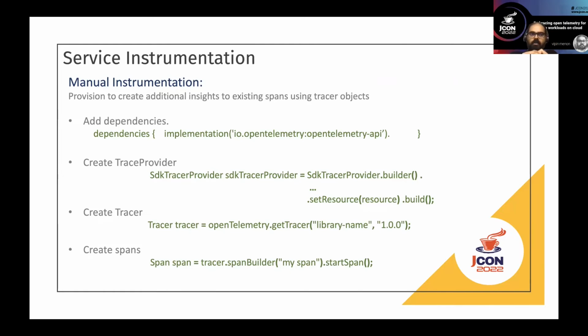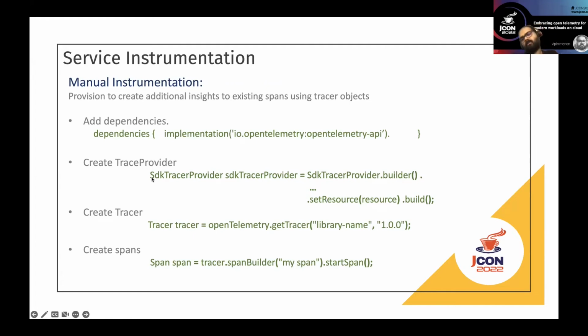So if you want to add some extra information for the traces to capture from the logic within the endpoint, then you will need this manual instrumentation in your code, which is again pretty simple to add. Likewise, you will have to add dependencies into your application project, or just import them.